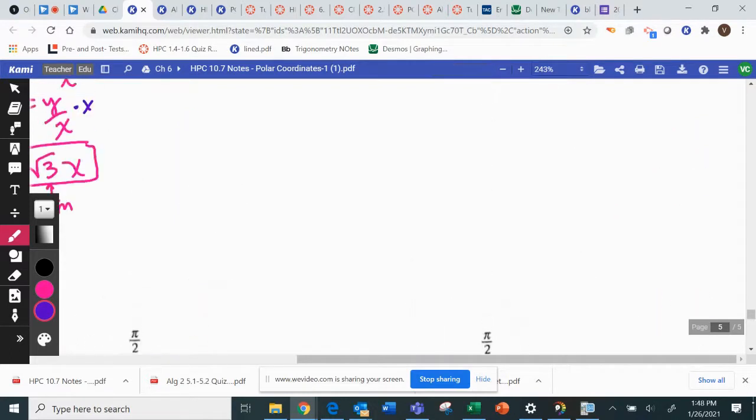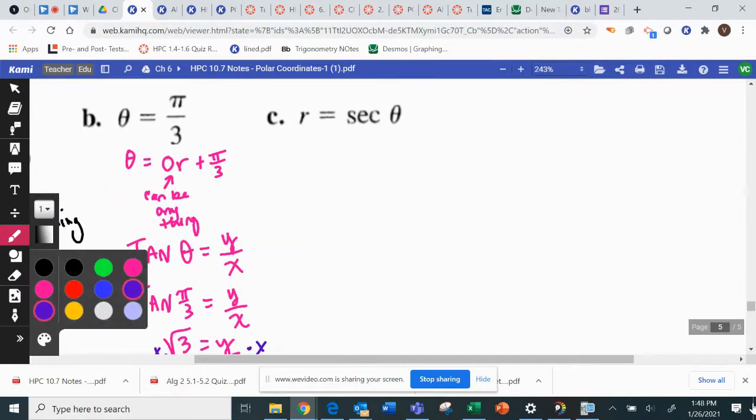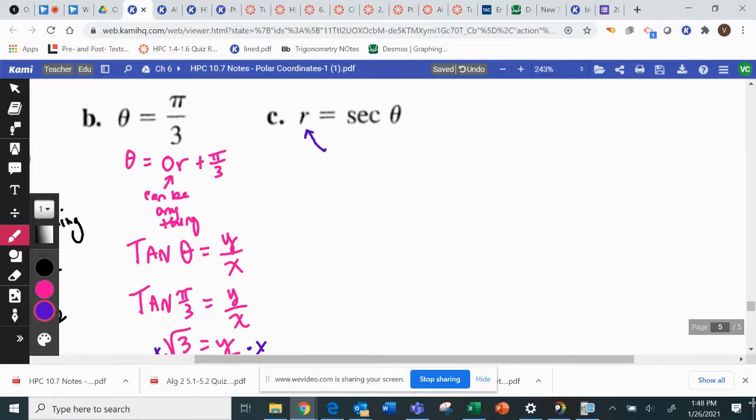Okay, so what we can do for this one to change it into the other equation is we can, again, look for a relationship that helps us put x's and y's into it. So for this one, r is by itself. And secant theta, we know, has to do with cosine. So what they chose to do is they used the equation r cosine theta is equal to what?